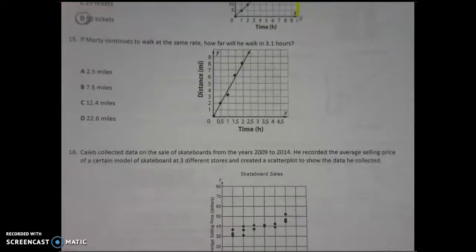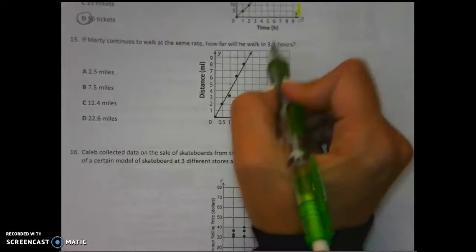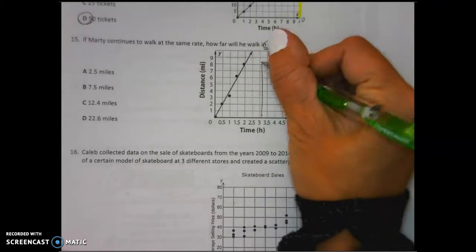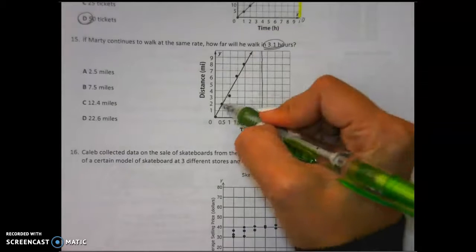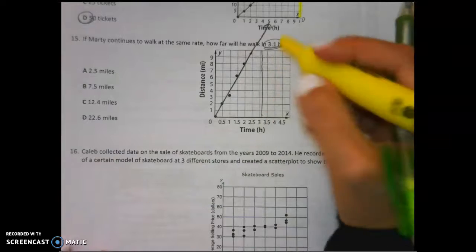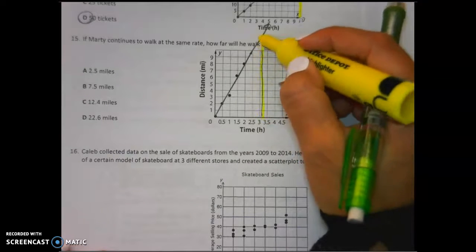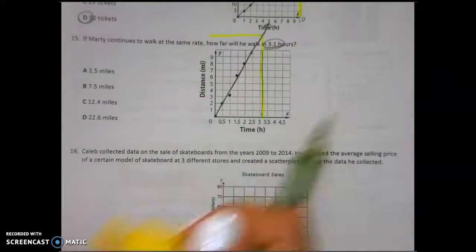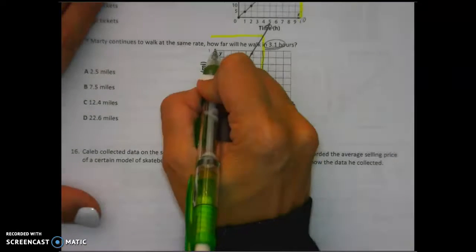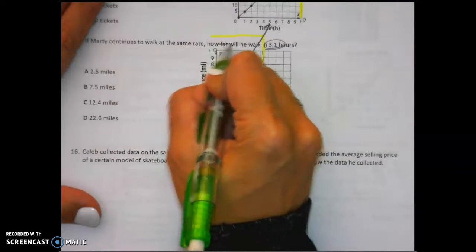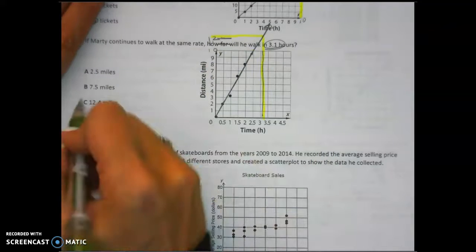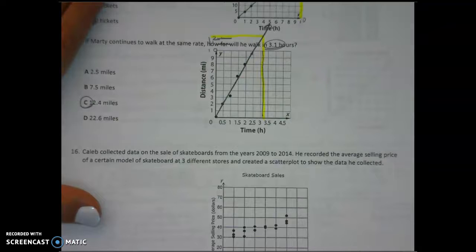Here, Marty continues to walk at the same rate. How far will he walk in 3.1 hours? Well, 3.1 is here. So we can try to extend this line. And we can go up. And we can go over. Now, when we do that, we can kind of estimate where we would be at. We know this is 10, right? So maybe this is 11. So maybe this is 12. So that looks like it's just above 12, which is a possibility here, which would be C.